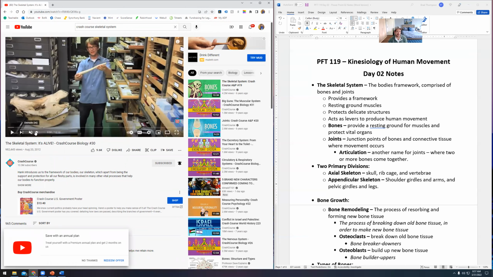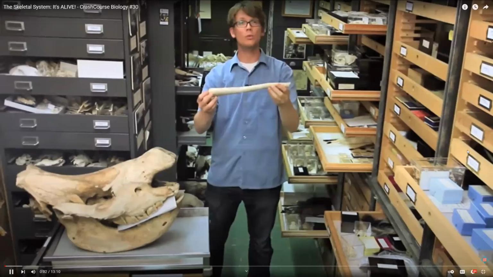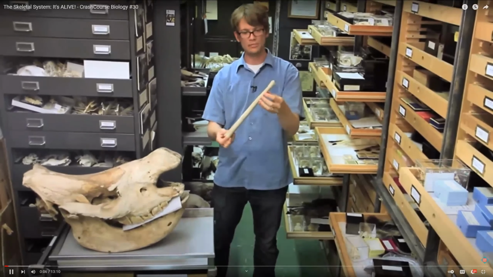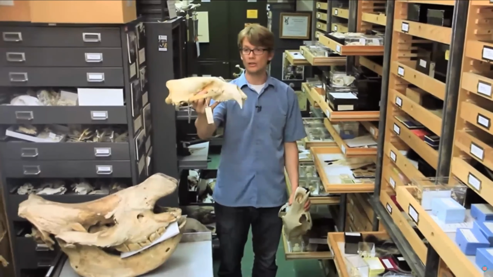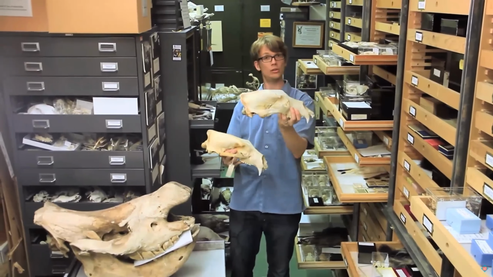Okay. It's kind of fun, he's going to start off with a very funny bone here. All right, here we go. My friends, is a Walrus Baculum. It's basically a penis bone found in most placental mammals, interestingly not in humans. And this is a polar bear skull, which as you can see is more streamlined for swimming in the water than a grizzly bear skull.